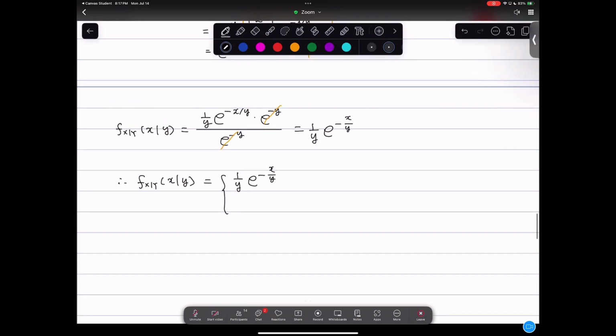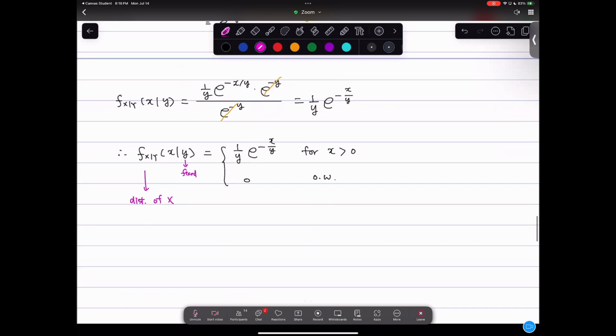This is for x value greater than 0, and 0 otherwise. So remember, it's conditional, so y is fixed, a fixed number, a constant. So this must be the distribution of x. X is a variable, the random variable. That's what I have to think about.